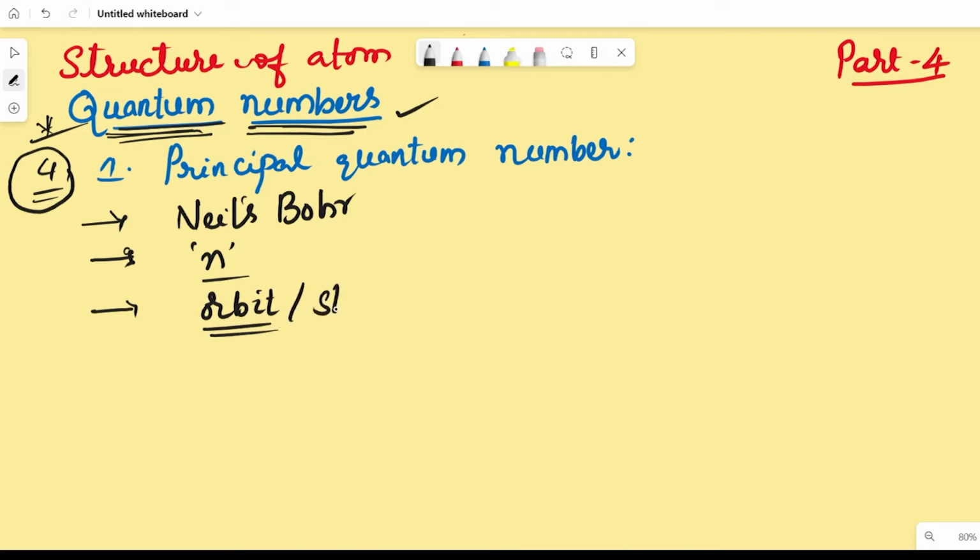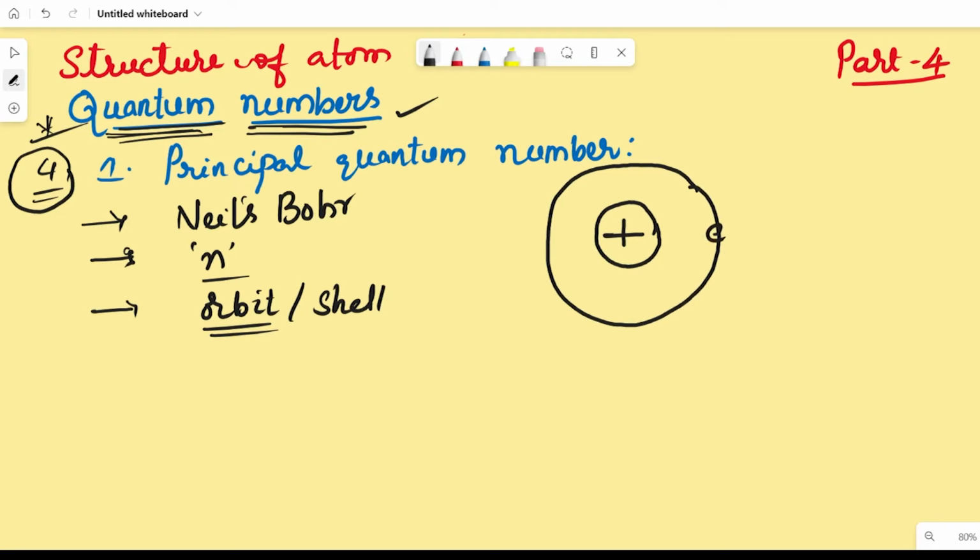or shell. According to Niels Bohr, he told that the electron is revolving around the nucleus in a particular shell or orbit. There are a number of orbits. These are called stationary shells or orbits, which means in the stationary shells the electron's energy remains constant. So he named the orbits also. This is the first shell, second shell, third shell, fourth shell, and so on up to infinite.